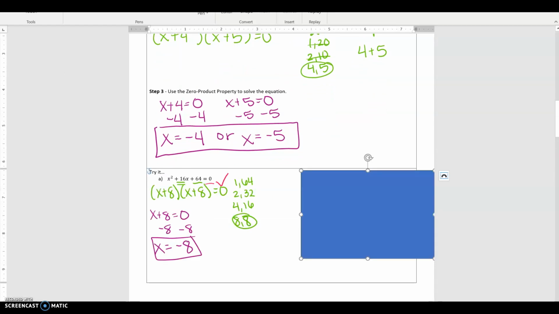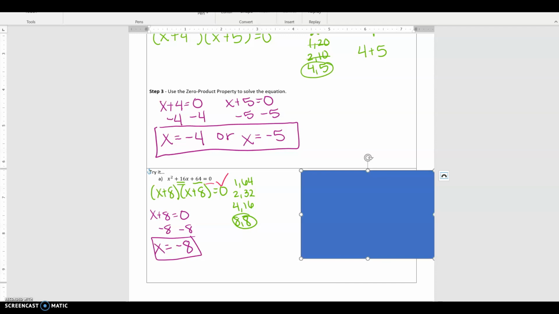Okay, so for this one, step 1 is done. It is set to 0, so I put a little check mark in my pink. The next step is factoring. So we're looking for what multiplies to 64 and adds to 16. So we have 1 and 64, 2 and 32, 4 and 16, 8 and 8, and I want them to add to 16, so I'm going to use the 8 and 8. So I have x plus 8, x plus 8.